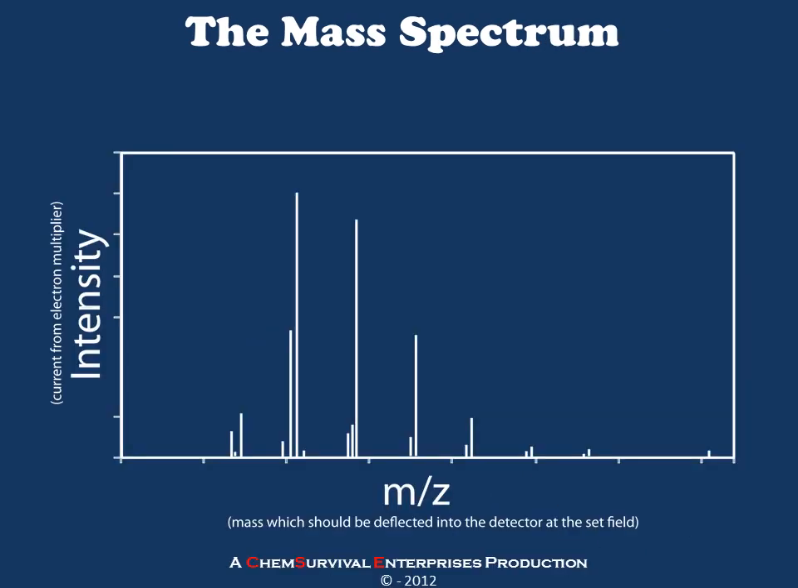Creating a plot of the intensity versus m over z gives us our mass spectrum. What you're really looking at in a mass spectrum is not a plot of intensity versus m over z per se, but rather a plot of the amount of current which is exiting the electron multiplier as a function of the field setting. So the field setting will tell us what mass should be exiting at that time, and the electrical current generated by the detector will tell us whether or not any ions of that particular mass are present in the sample.